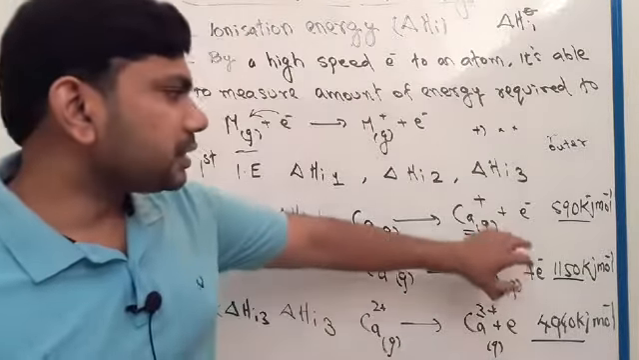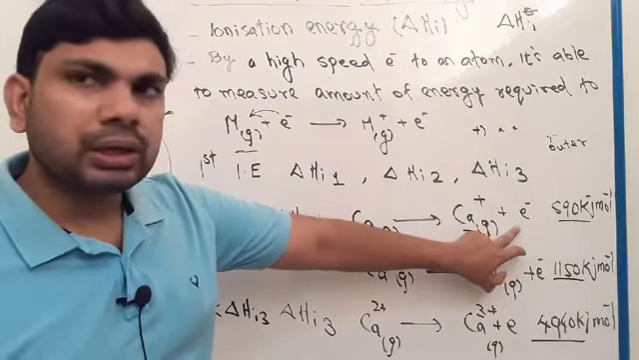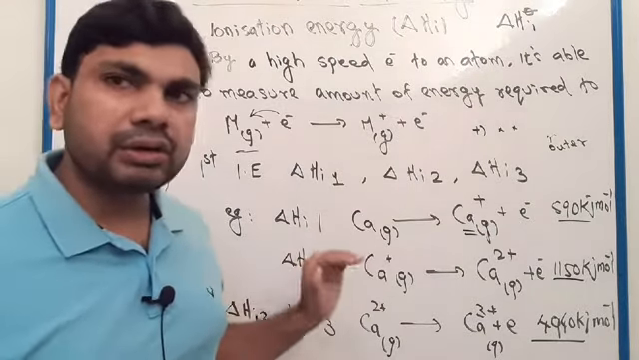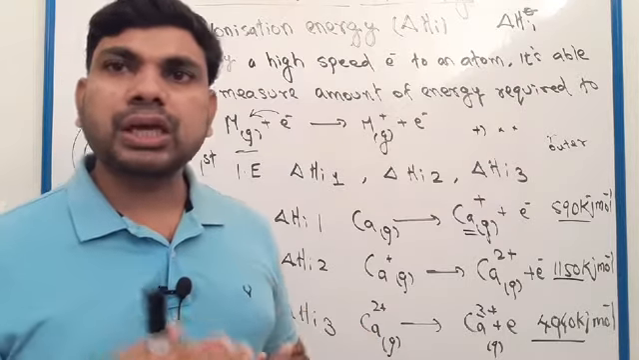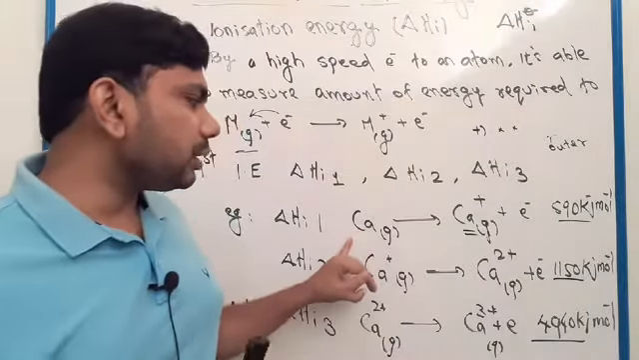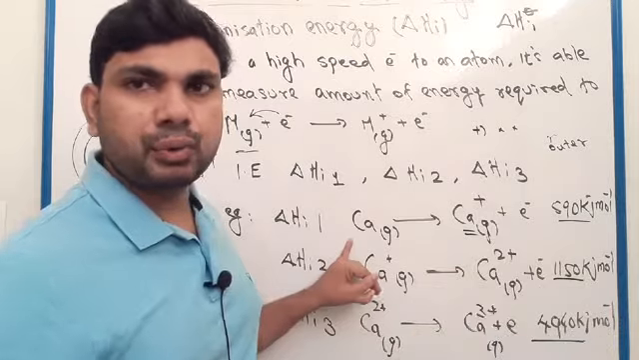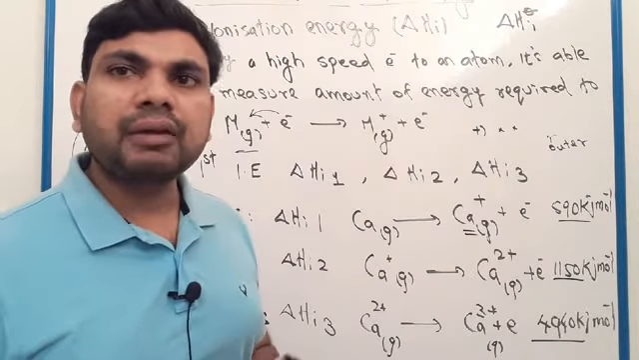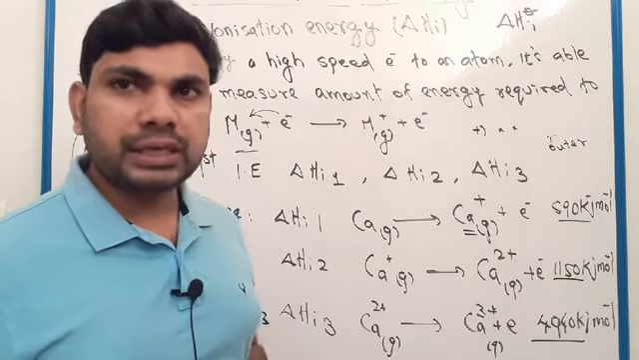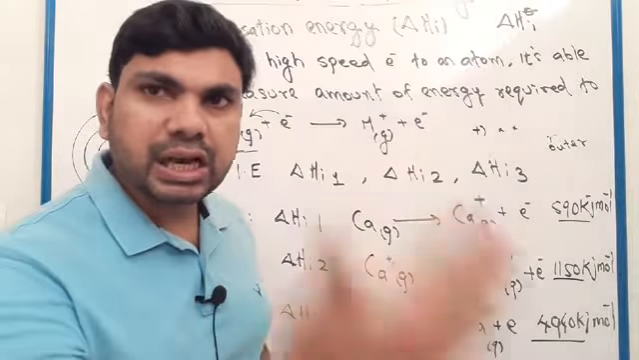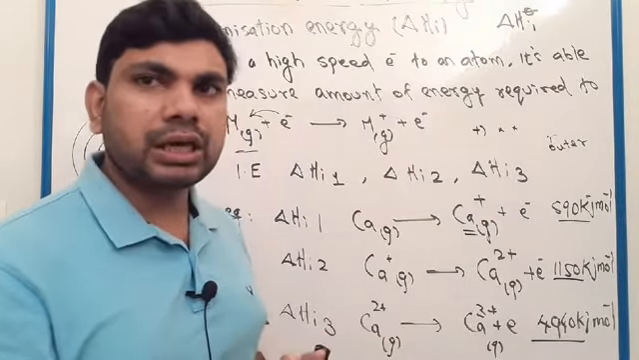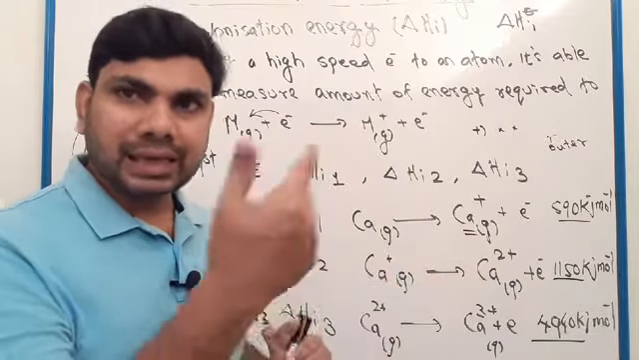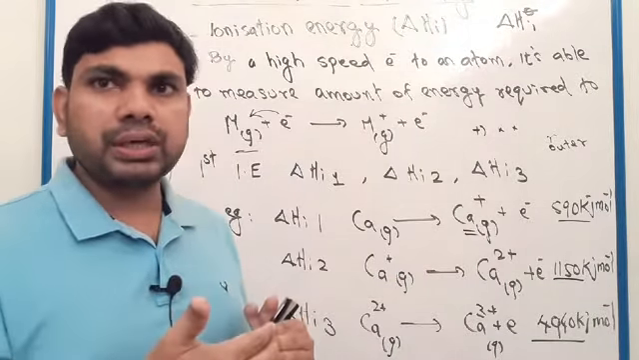Here this is the first outer shell electron. First ionization enthalpy means the amount of energy required to remove the first outer shell electron. Here this electron is comparatively far from the nucleus, so there is less attraction between the nucleus and the outer shell electron, and we can remove the electron very easily. After removing the first outer shell electron, the second outer shell electron is close to the nucleus compared to the first.